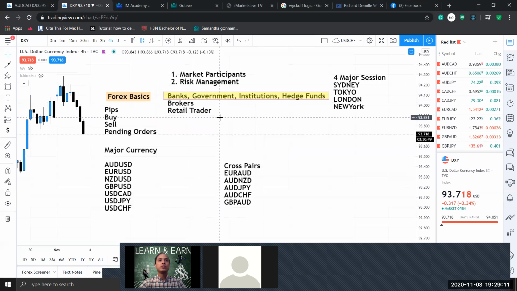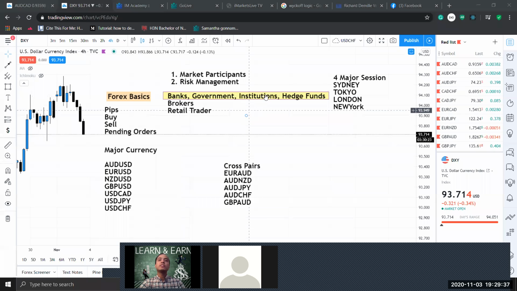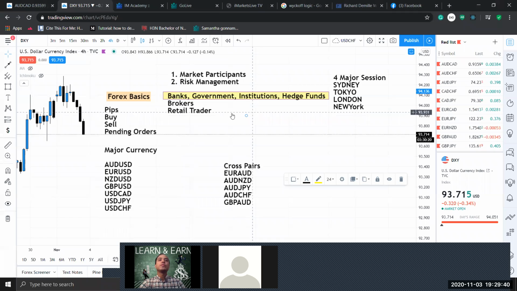That's why I have highlighted these banks, governments, institutions, hedge funds, because you might be amazed. So what are these governments doing? They have the federal banks. The banks are the commercial banks, like all the banks in Australia, in the UK, in the United States, in Japan. Those banks will try to manipulate the market, so we need to learn how to trade with the banks.